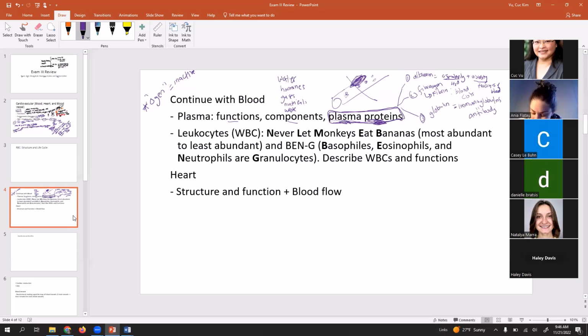So never let monkeys eat bananas. That means that the most abundant is neutrophils. Yes, neutrophils. And the second most abundant? Lymphocytes. Yes, ma'am. Neutrophils, lymphocytes. Next. Mono. Monocytes, followed by eosinophils. Then basophils. Yep.